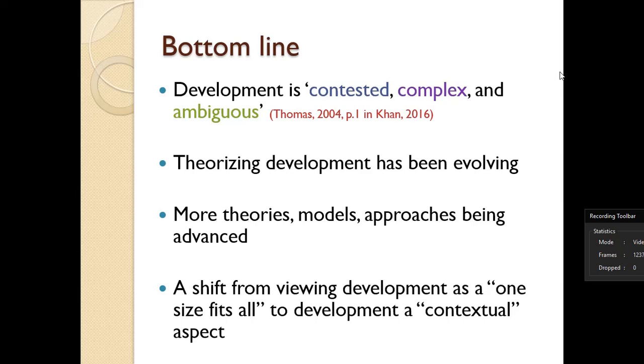So the theorizing of development has been evolving, in other words, and of course more theories, models and approaches of how communities, societies and nations can develop, or how global inequalities and poverty can be reduced, are still coming, and we'll see how things go. But the whole truth is that over time there is a shift from viewing development as one size fits all to development as a contextual aspect, whereby different communities or different nations have different ways of applying development processes.